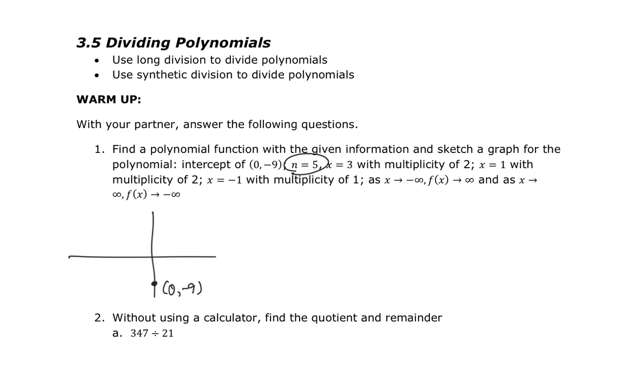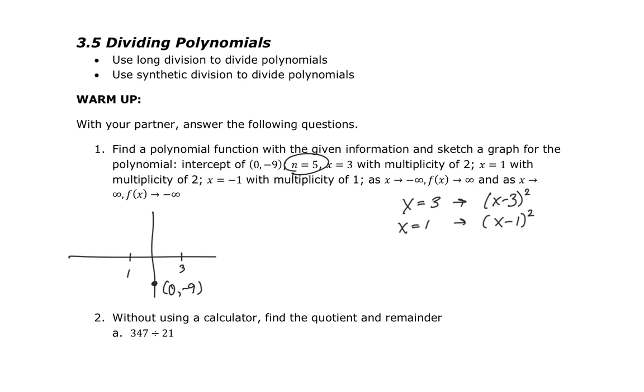X is equal to 3 with a multiplicity of 2. So that tells me my factor would be x minus 3 of a degree 2. So I'm going to go over here to positive 3. So this is 3. X is equal to 1 with a multiplicity of 2. So if x is equal to 1, and it's a multiplicity of 2, that means x minus 1 of a degree 2. So I'm going to go over here and put down 1. Again, not drawn to scale.